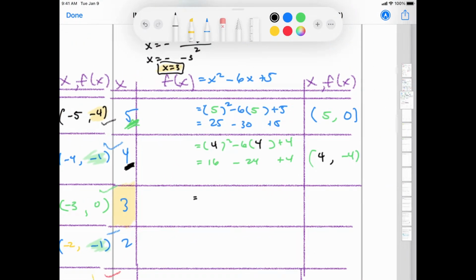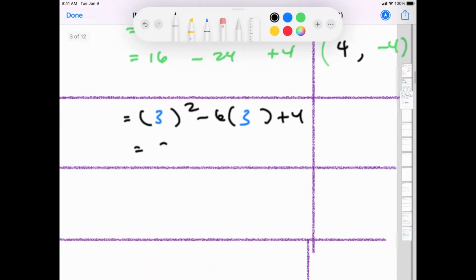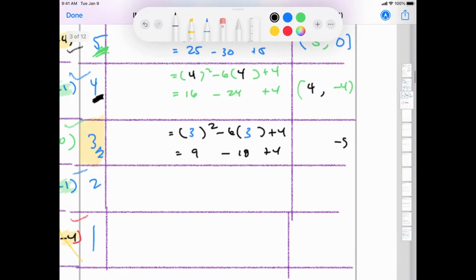And let's go ahead and try the next one. I have here 3. So let's put in 3 here. If x is 3, let's go ahead and evaluate this. This will become 9 minus 18 plus 5. So 9 minus 18 is -9, plus 5 is -4. So when x is 3, my output is -4.